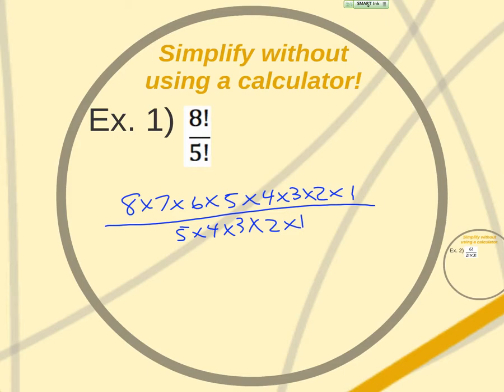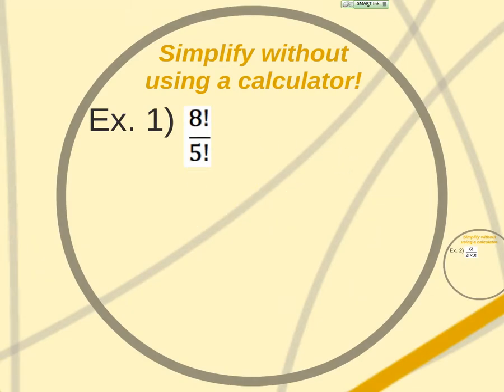And then we can see what cancels out: the 1s, 2s, 3s, 4s, and 5s. So all I have left is 8 times 7 times 6. And if we multiply that out, we get 336. Okay. All right, do you guys feel okay with that? All right, so we can try another one.